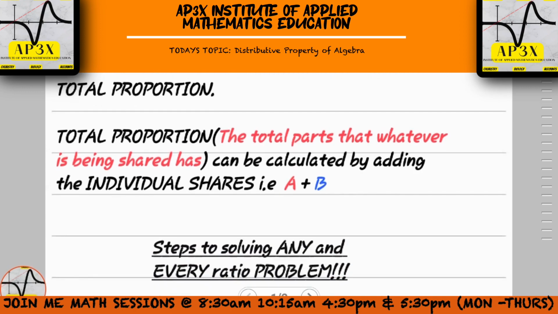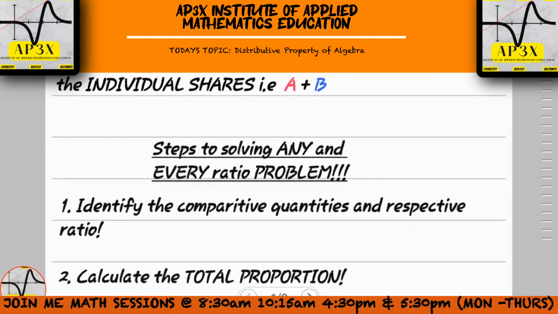Okay, now, how do we actually find the total proportion? In fact, the total proportion, as we said earlier, is the total parts that whatever is being shared has, and can be calculated simply by adding the individual shares. So, say for example, that a sum of money is being shared in the ratio 5 to 4, then we know that the total shares in this portion has 9 parts. That is, in fact, A plus B.